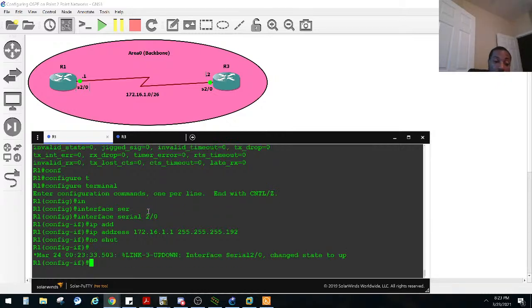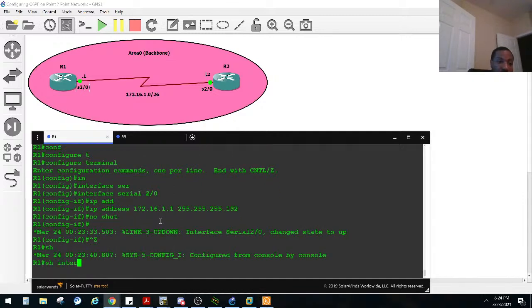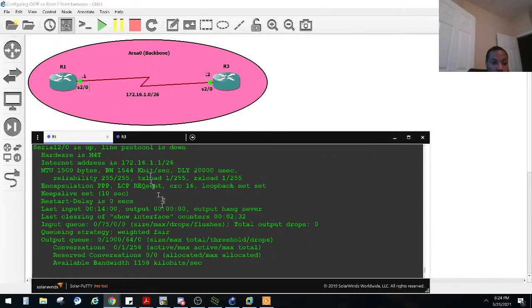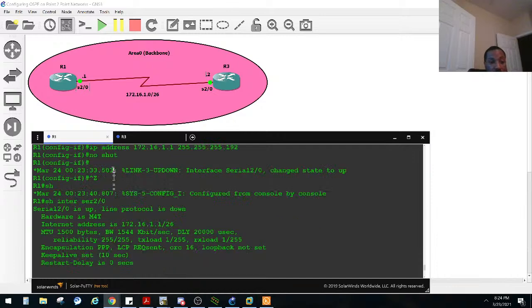Then we want to verify our work with show interface serial 2/0. We'll see right there we did the IP addressing correct, with the correct subnet mask. Where can you verify the clocking though? That's what I can't remember. That's the one thing I can't remember.